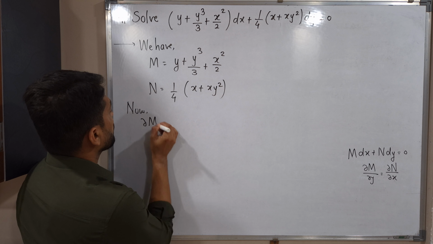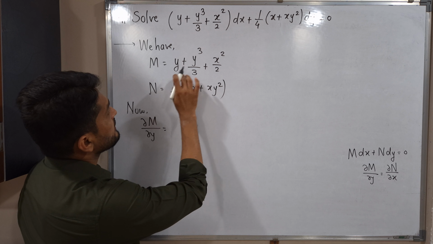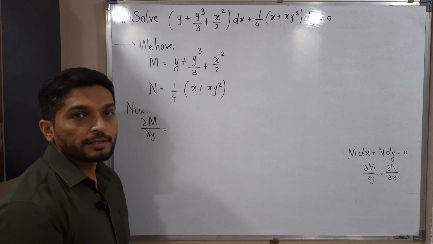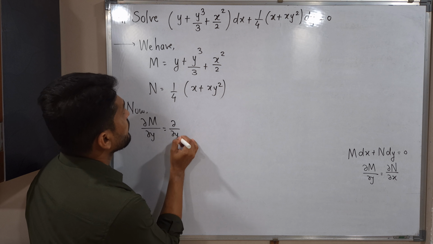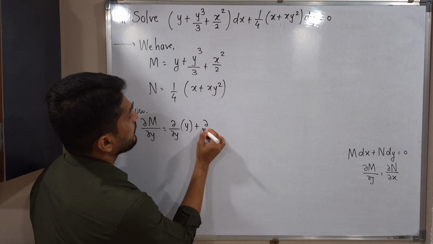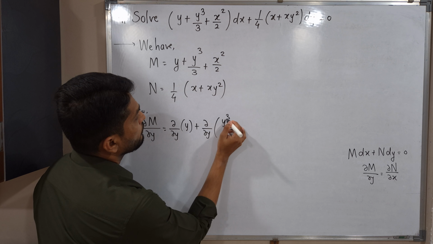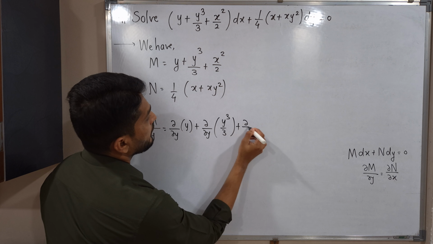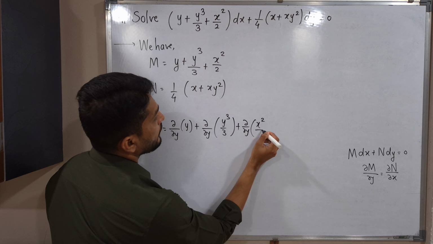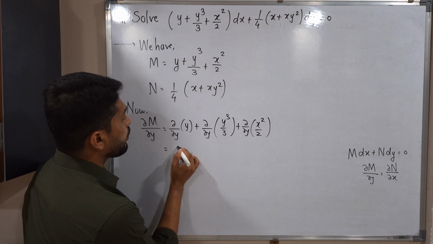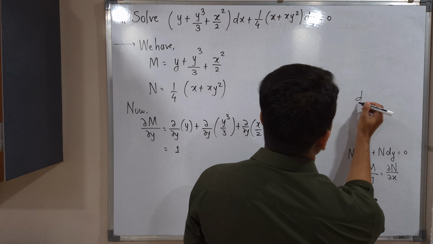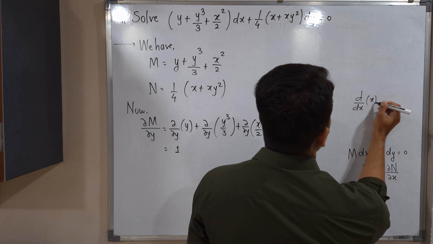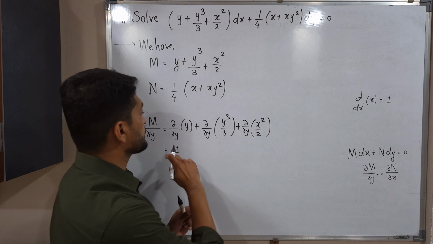Partial derivative of M with respect to y. You can easily see there are three different terms which are separated by addition. So I will take separate derivatives. Derivative of y, derivative of y cube by 3, and derivative of x square by 2. Derivative of y is always 1 since we are finding the derivative with respect to y. This is a very basic formula. Derivative of x with respect to x is always 1. Similarly, derivative of y with respect to y is 1.